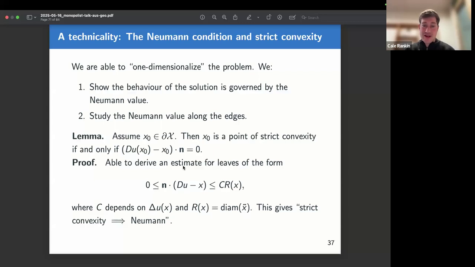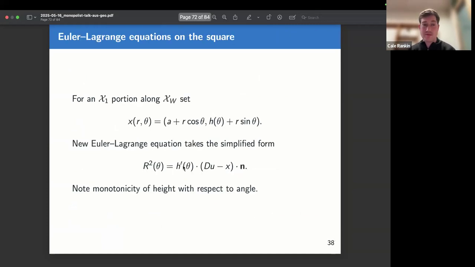So to do that, we're going to need a lemma, which is that points on the boundary are points of strict convexity if and only if our boundary condition, here it's the Neumann condition, du of x0 minus x0 dot n is equal to 0, is satisfied. Why this is so useful is because it means we'll be able to study our problem by considering the behavior of this 1-dimensional quantity. If it's 0, you're in a point of x2. If it's non-zero, you're in a point of x1.